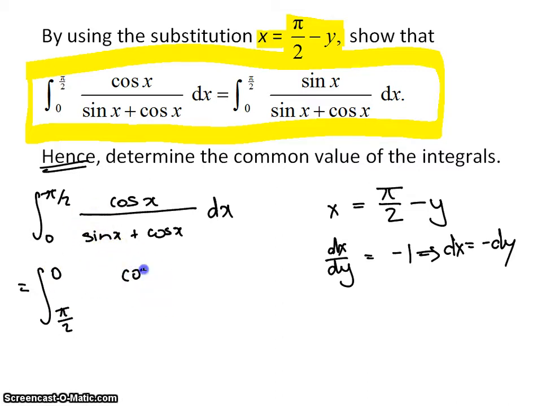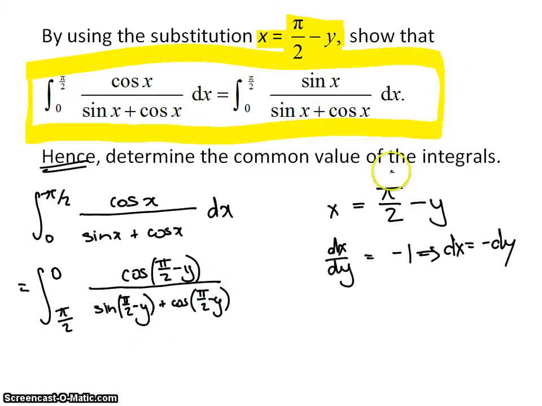We then get cosine of pi over 2 minus y over sine of pi over 2 minus y plus cosine of pi over 2 minus y. Okay, good. And instead of dx, we get minus dy, right? And so now what we want to do is show that this expression here is actually equivalent to this one up here.